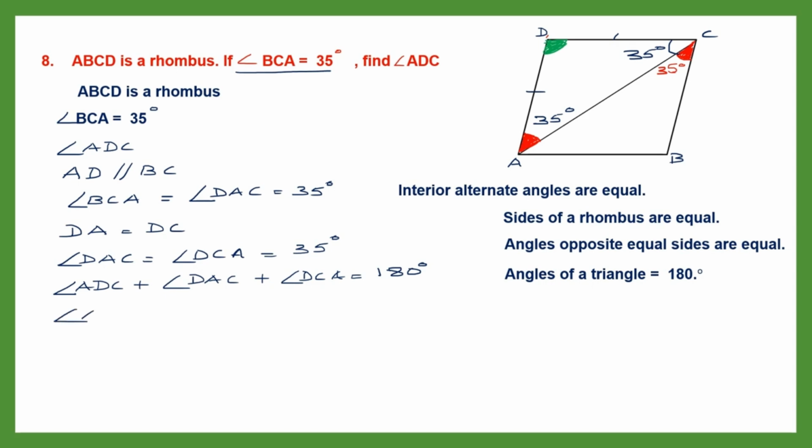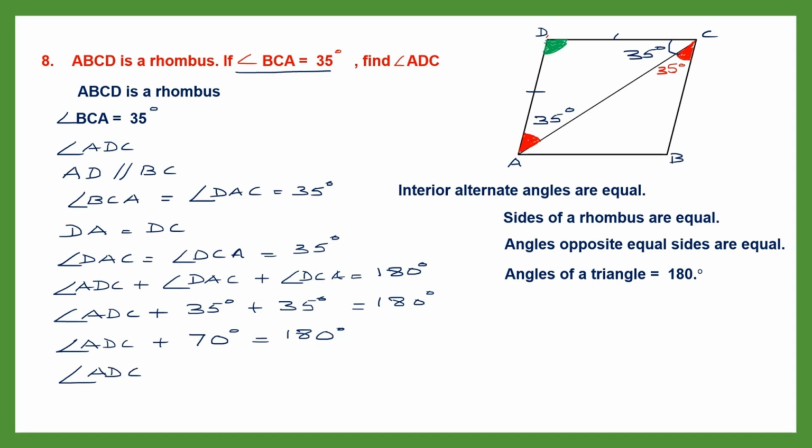Now angle ADC is what we need to find out, plus DAC is 35 degrees, DCA is 35 degrees, and all this will add up to 180 degrees. Now angle ADC plus 35 plus 35, which is 70 degrees, is equal to 180 degrees. Now ADC is equal to 180 degrees minus 70 degrees. So now we have found the value of angle ADC, and that is equal to 110 degrees. So this is our answer.